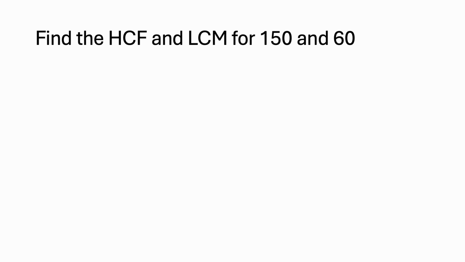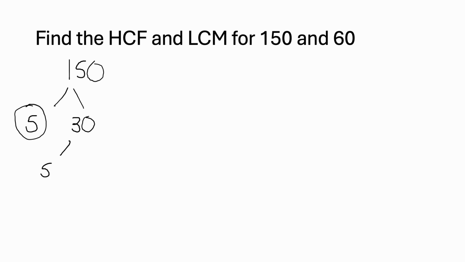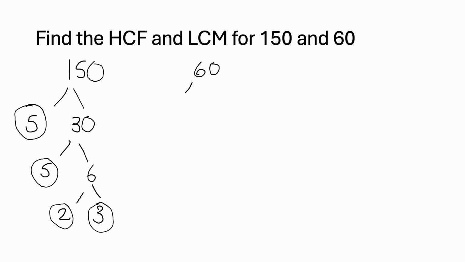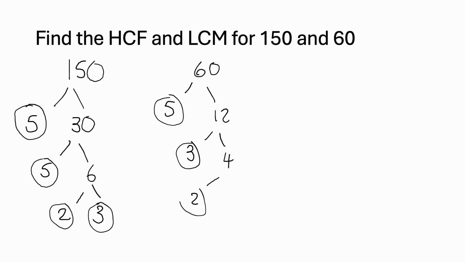Same thing for this one here. Find the highest common factor and lowest common multiple of 150 and 60. So 150, we split that one down. It's divisible by 5 and 30, I believe. And then we can also split that down into 5 and 6, and then split that down into 2 and 3. 60, we can also split that down into 5 and 12, 3 and 4, and then 2 and 2.